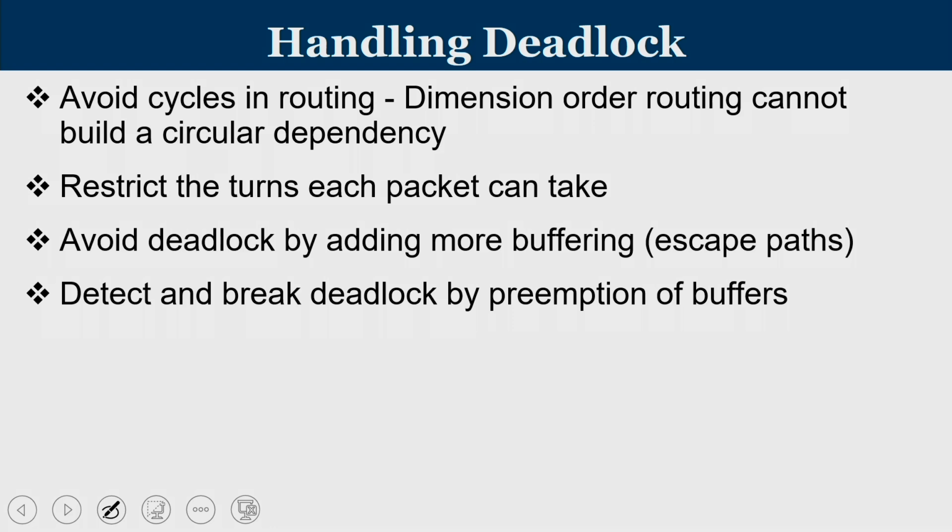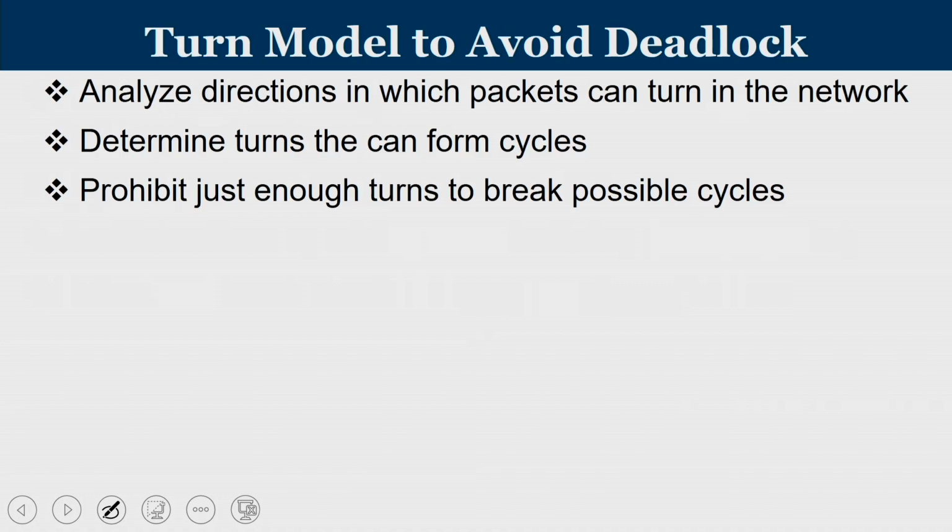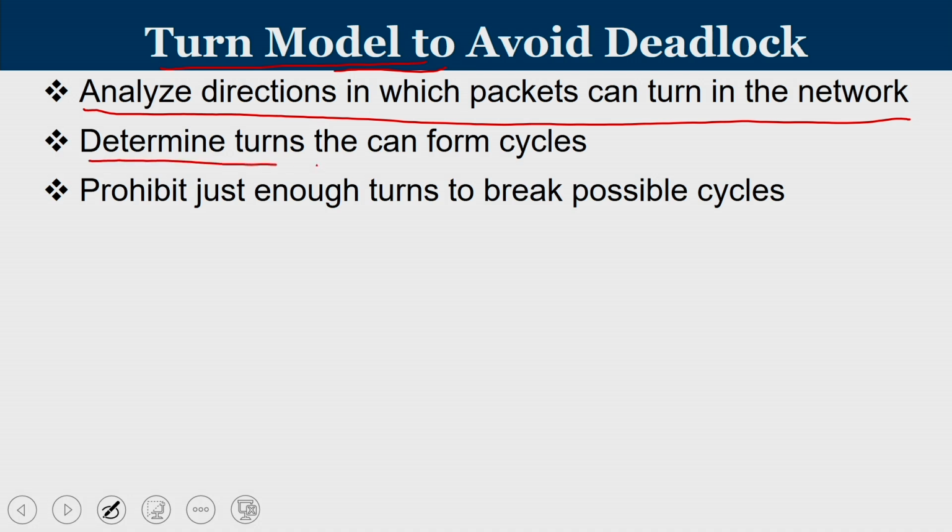Or if deadlock happens, we need to have mechanisms by which we can detect it, and once it is detected, then we can break deadlock by preemption of buffers. One such classical method by which we can come up with deadlock free adaptive routing is called turn model. In this turn model, you analyze the direction in which packet can turn in the network, determine turns that can form cycles, and prohibit just enough turns to break the possible way.